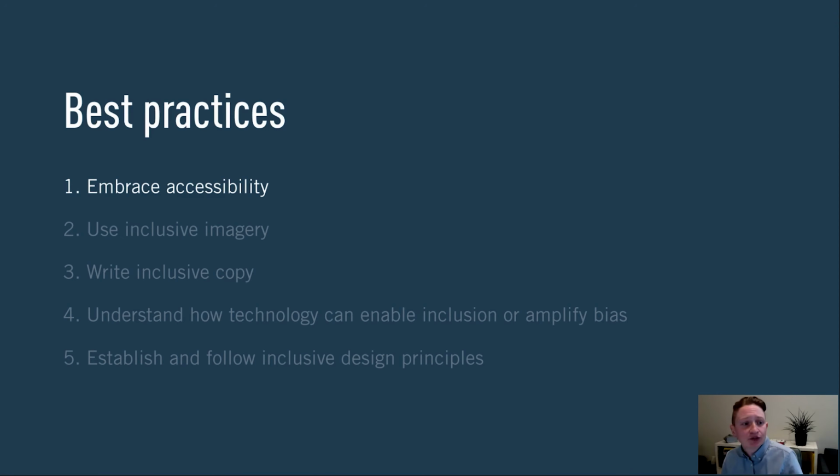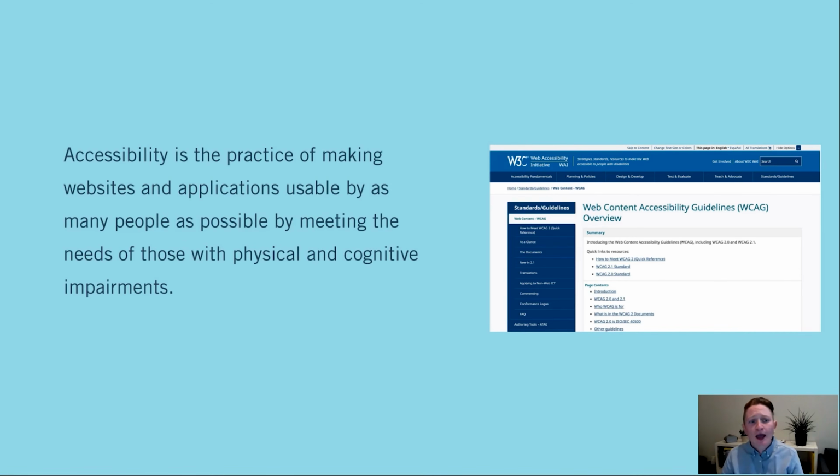The first best practice is that of embracing accessibility and accessibility standards. So accessibility, for those who might not have heard of it yet, is the practice of making websites and applications usable for as many people as possible, and especially for people that have some kind of impairment, whether that is a physical impairment, like vision impairment, hearing loss, mobility, for example, or a cognitive one.